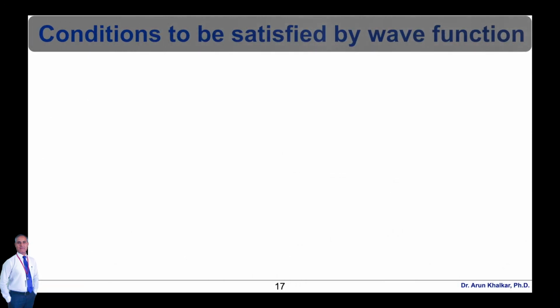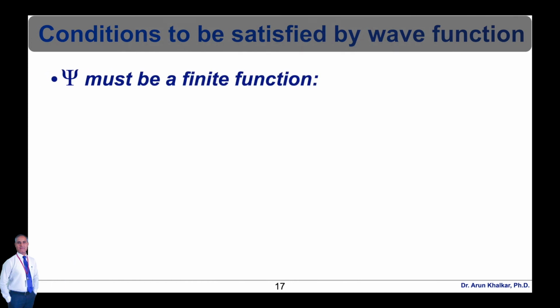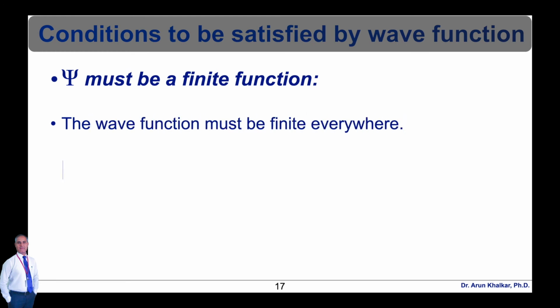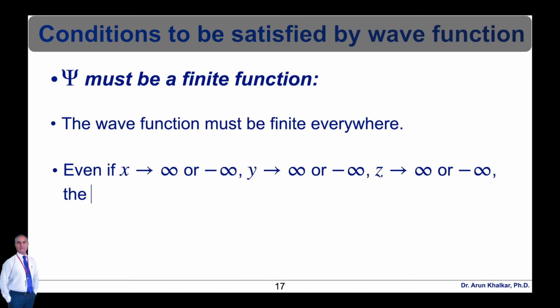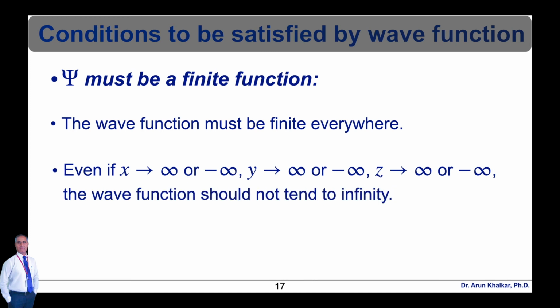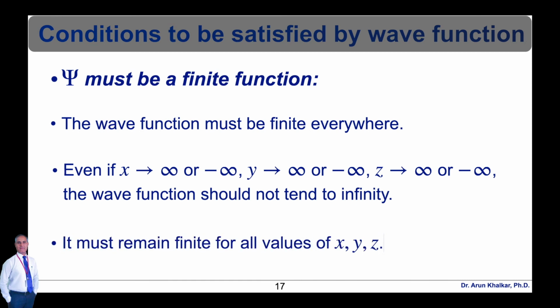Now let's see the conditions to be satisfied by the wave function. So the first condition is psi must be a finite function. The wave function must be finite everywhere. Even if x tends to plus infinity or minus infinity, y tends to plus infinity or minus infinity, and z tends to plus infinity or minus infinity, the wave function should not tend to infinity. It must remain finite for all values of x, y and z.